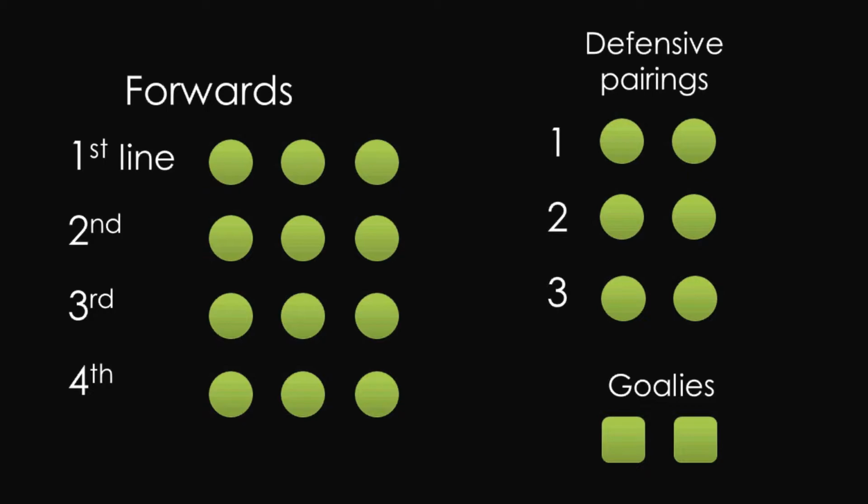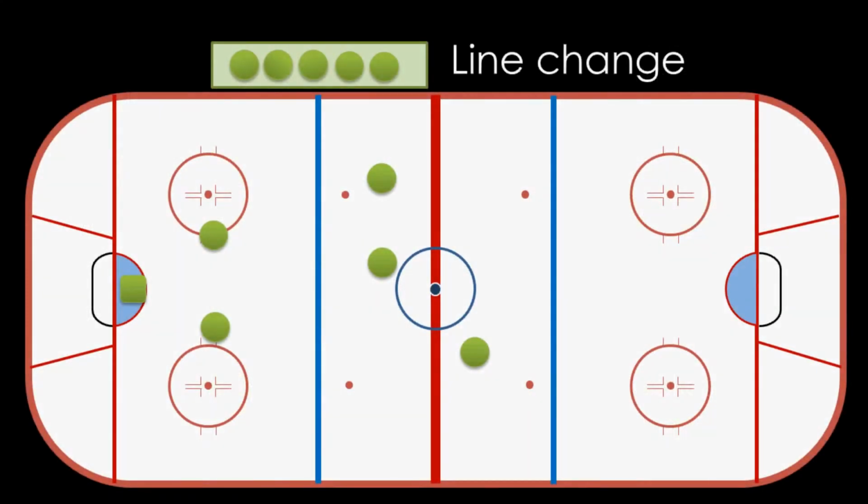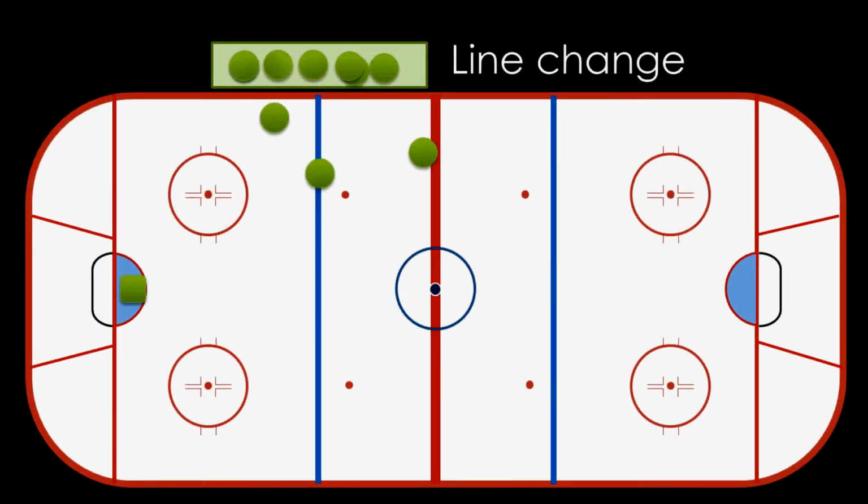So at some point, say the second line will be on the ice, and it will go and jump onto the bench, and the first line will jump onto the ice. When this happens, this is called a line change.